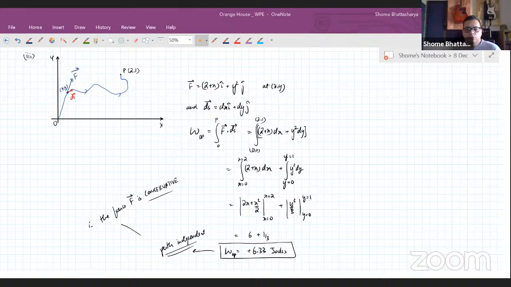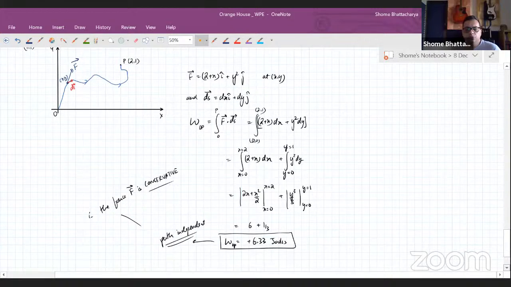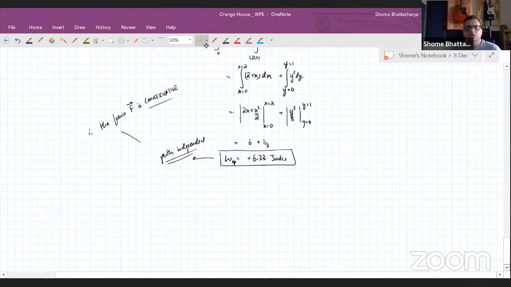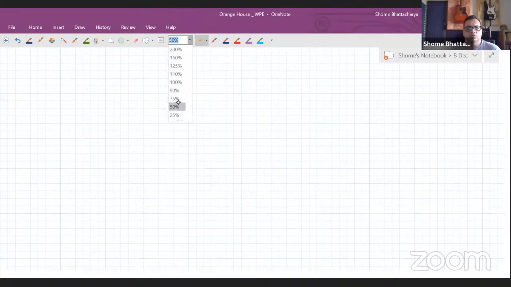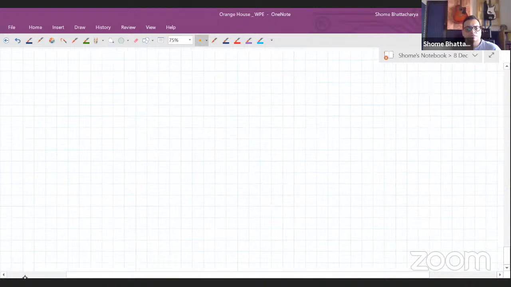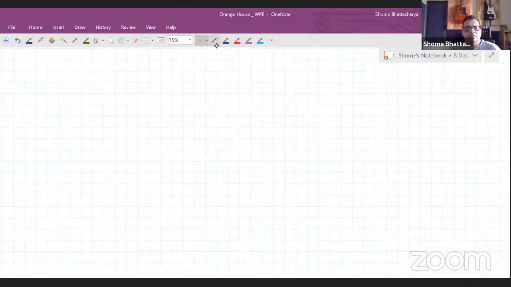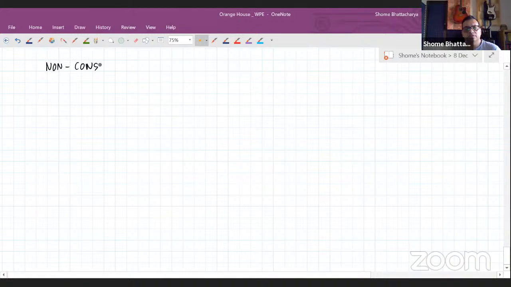Okay, so I hope this question is fully clear, and through this, the concept of conservative forces in the more general case is clear to you. Now, the next thing we'll look at is the definition of non-conservative forces, which is obvious. It is just the opposite of a conservative force. So they are forces which have path-dependent work done.